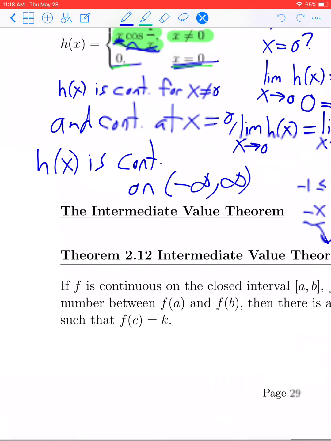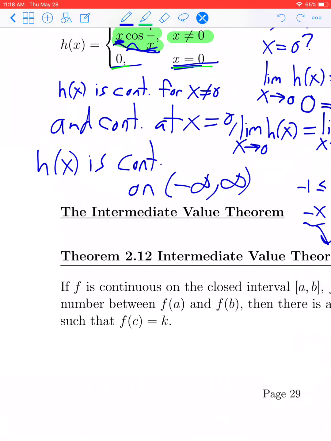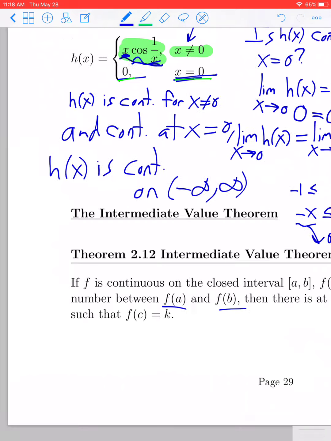So if we have a continuous function on a closed interval, then the intermediate value theorem applies, and it says that the function will take on every value that's between f of a and f of b.